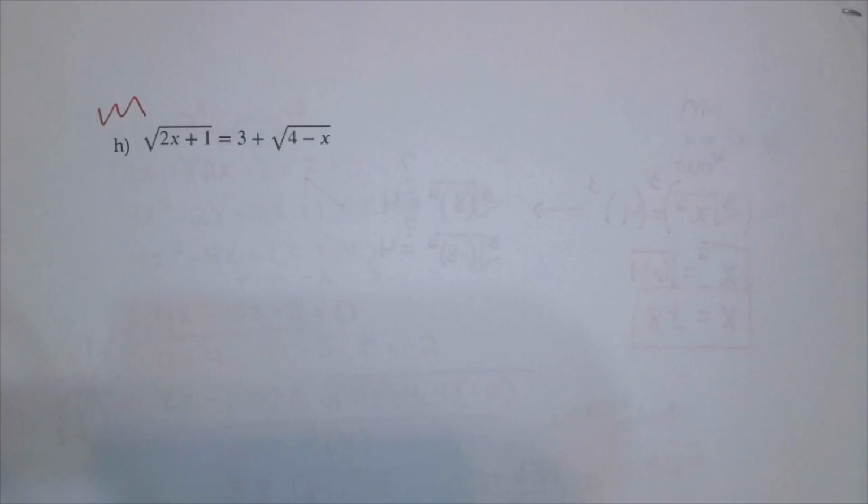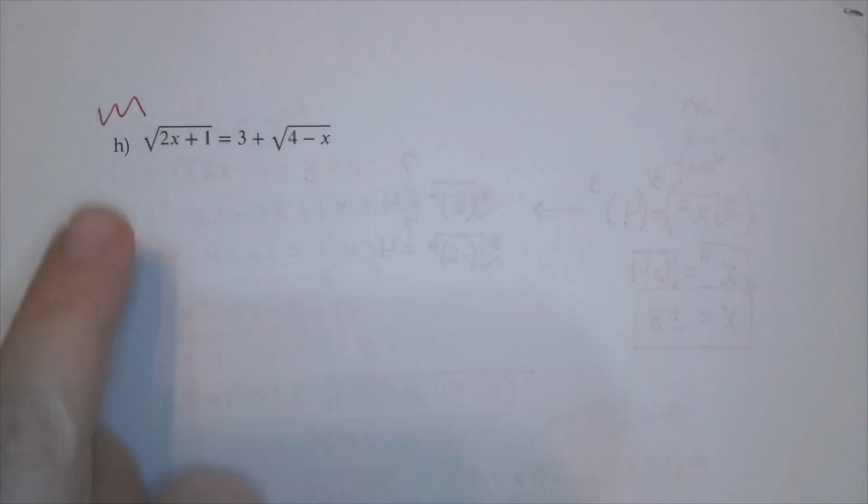This last one, we've got the square root of 2x plus 1 equal to 3 plus the square root of 4 minus x. We notice that there are square roots on both sides of the equal sign that we have to consider when we're solving this. Now, it doesn't matter which one we isolate.